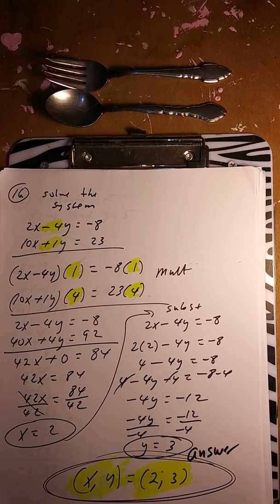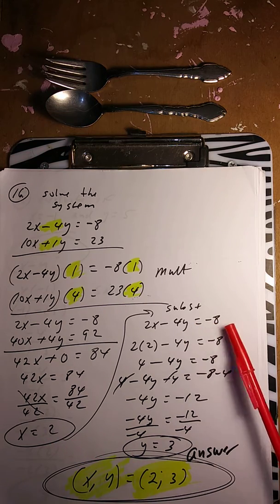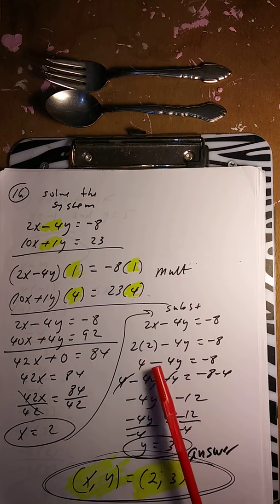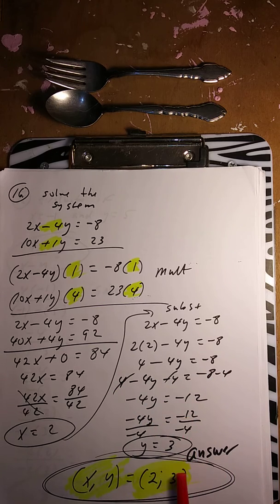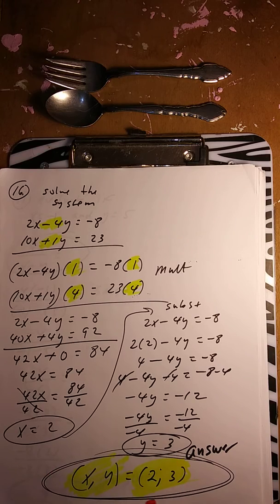I got one answer. So now I'm going to substitute this back in here. 2 times 2 is 4. 4 minus 4y equals that. Minus 4 both sides. So minus 4y equals negative 12. Divide by negative 4, divide by negative 4. Y is 3. So we have 2 and 3.